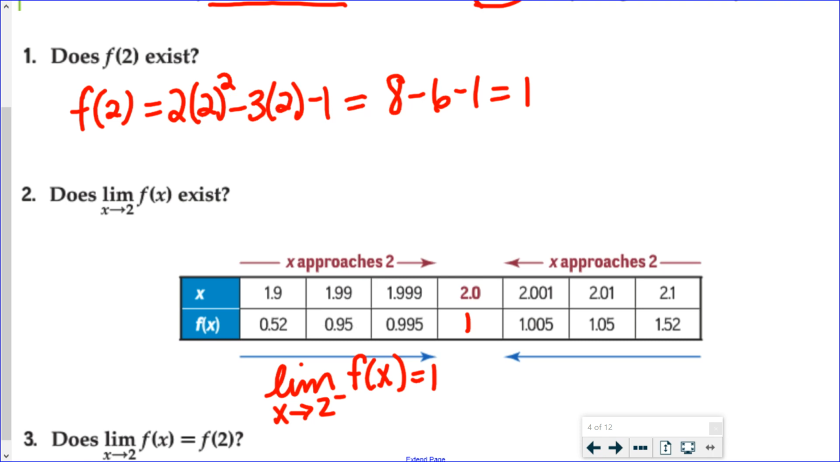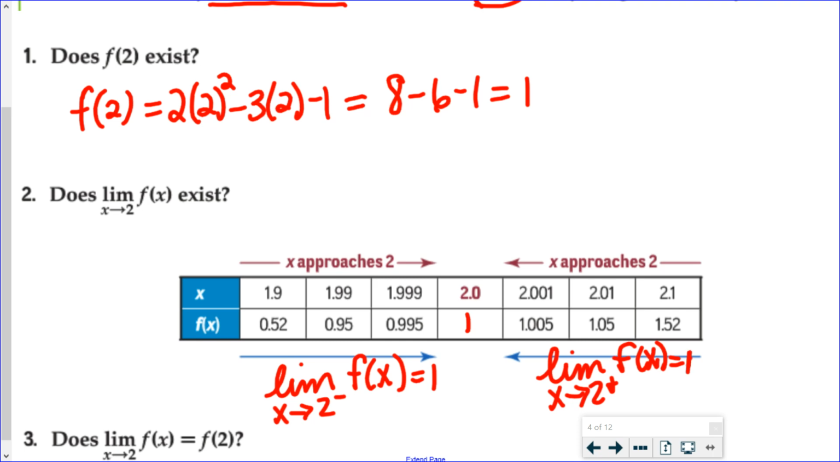So from the negative side, think of it kind of as the negative side, that little negative up there means that's the left-hand side. And then we've got to look at the other side because they have to be the same. So as we look at the right-hand side of this function, as my x values are getting closer to 2, what are my y values getting closer to? 1.5, 1.05, 1.005. Again, we're also getting closer to 1.